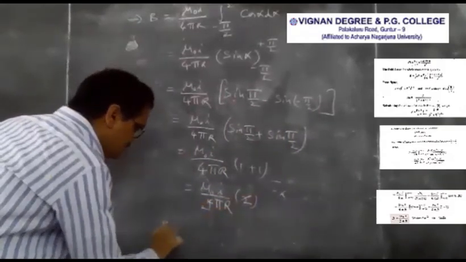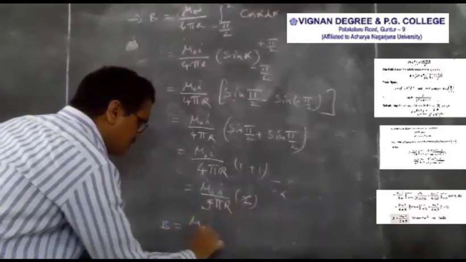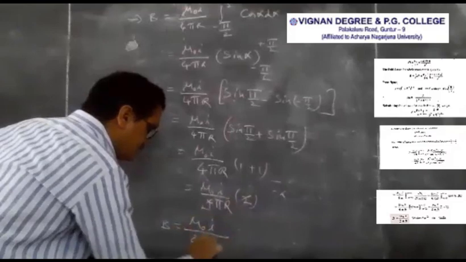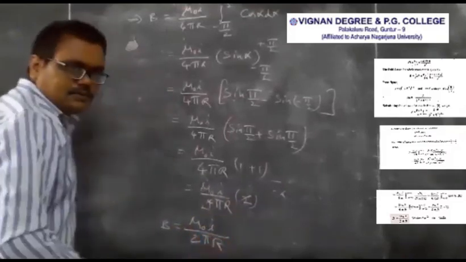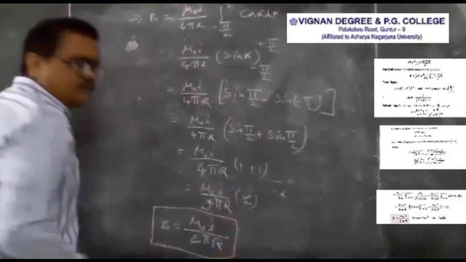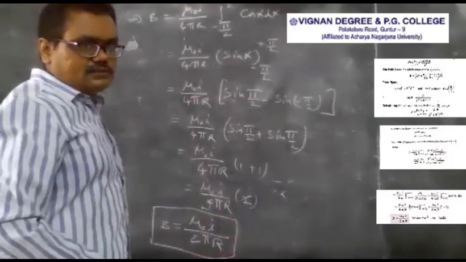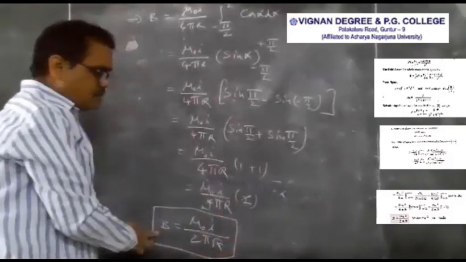Finally, we get B is equal to mu naught I by 2 pi R. So the magnetic induction due to a straight conductor of infinite length is given by B is equal to mu naught I by 2 pi R.